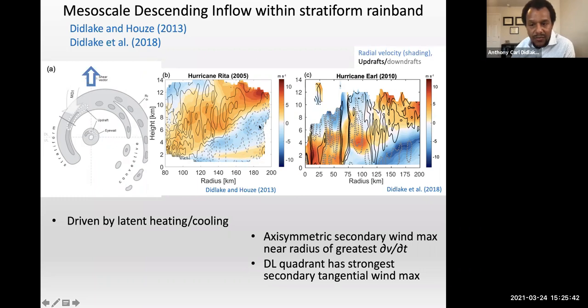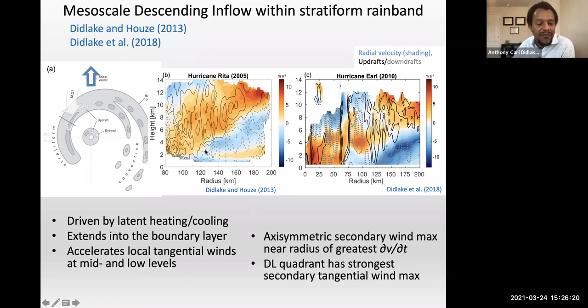And we also saw the same thing in Hurricane Earl, this clear descending inflow towards the lowest levels. And you actually had an updraft that occurred right here. So this descending inflow is driven by the latent heating and cooling within the stratiform region itself that creates a horizontal buoyancy gradient and also creates a horizontal vorticity as a result. And that horizontal vorticity is manifested in this inflow.